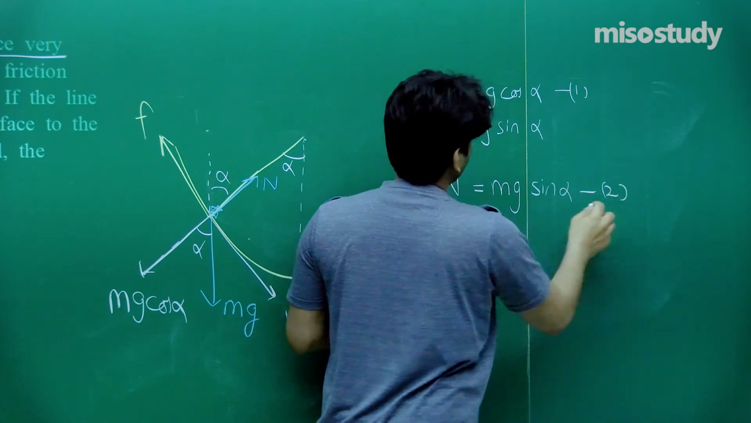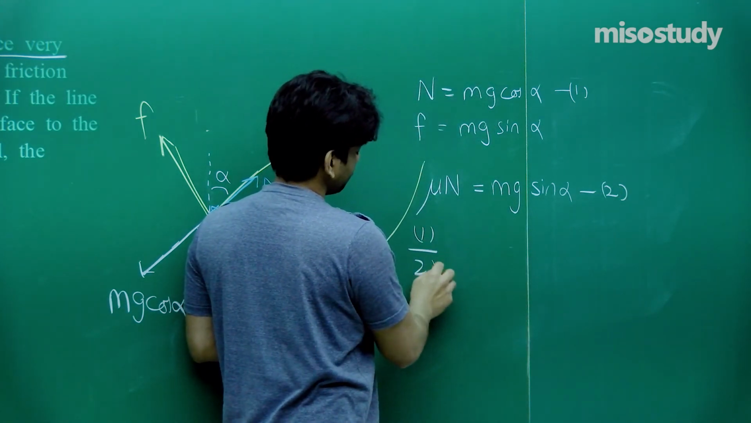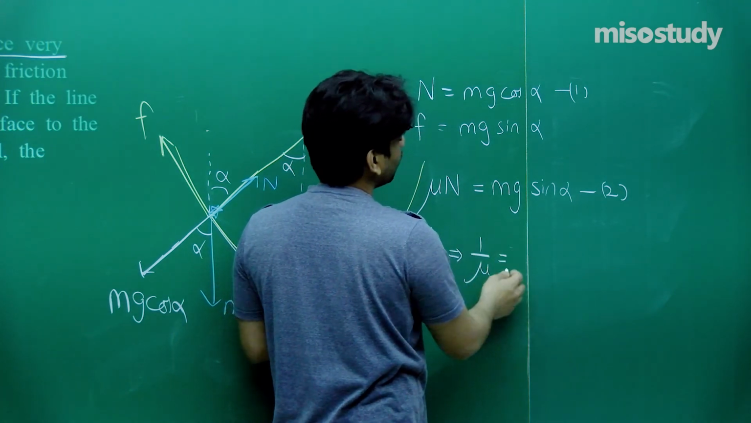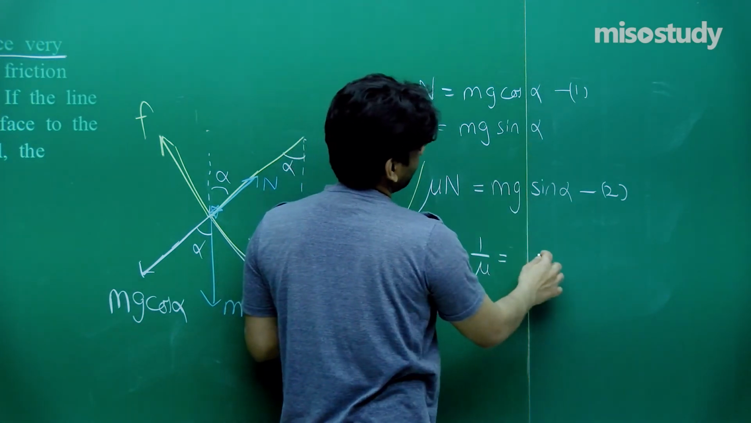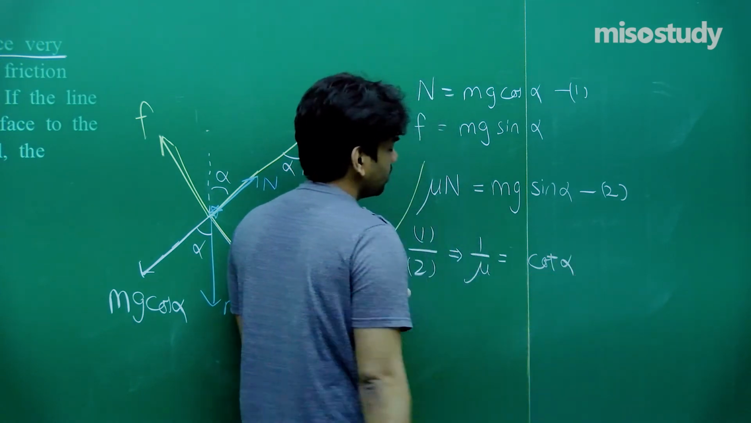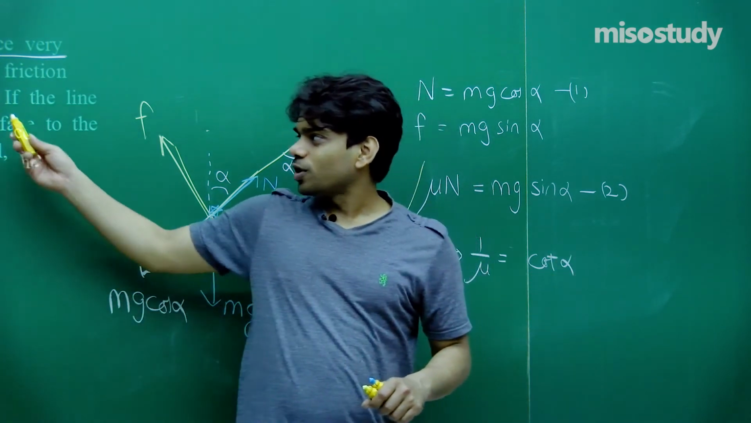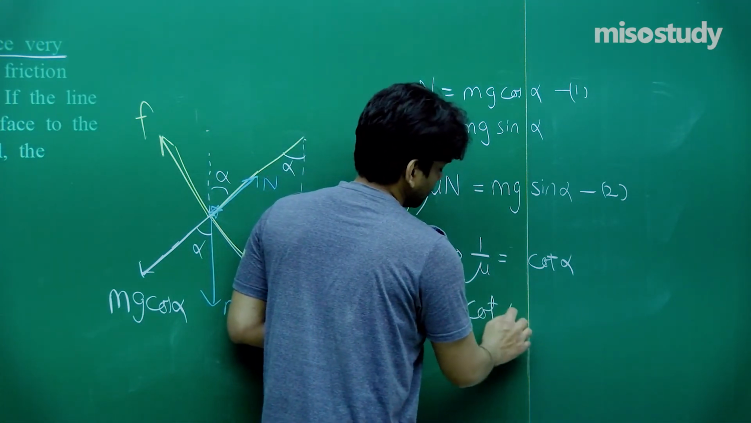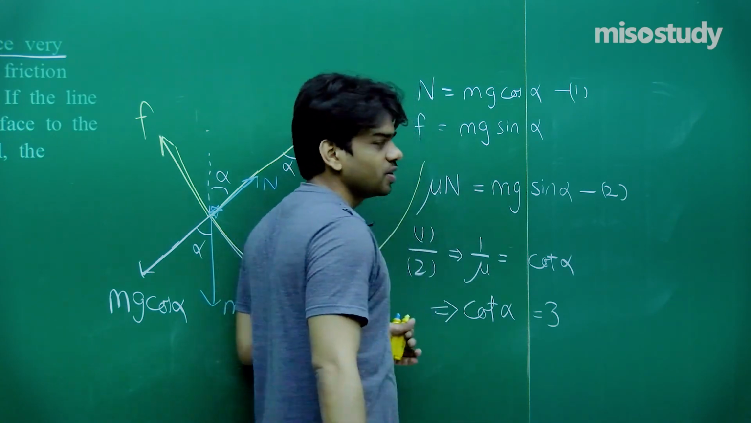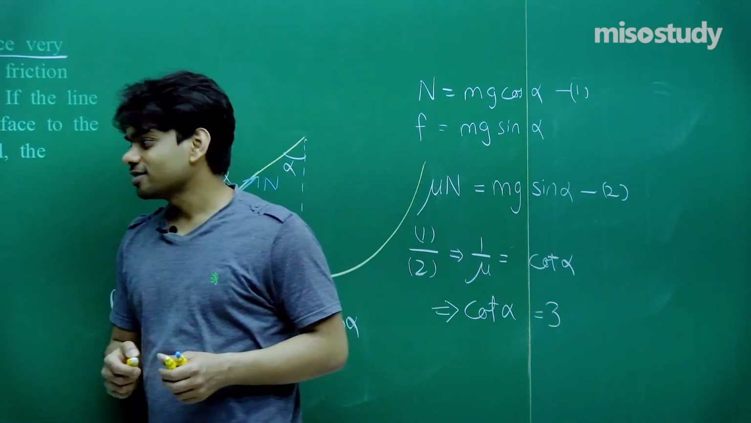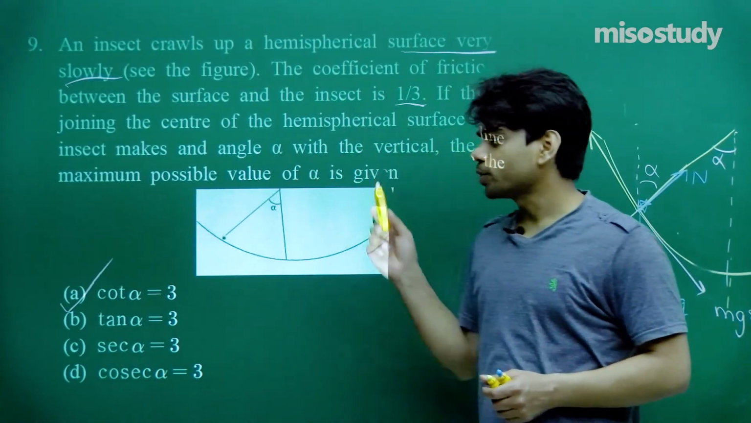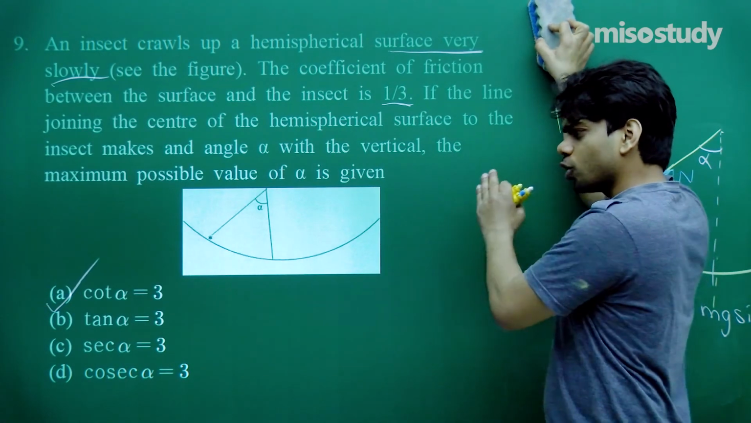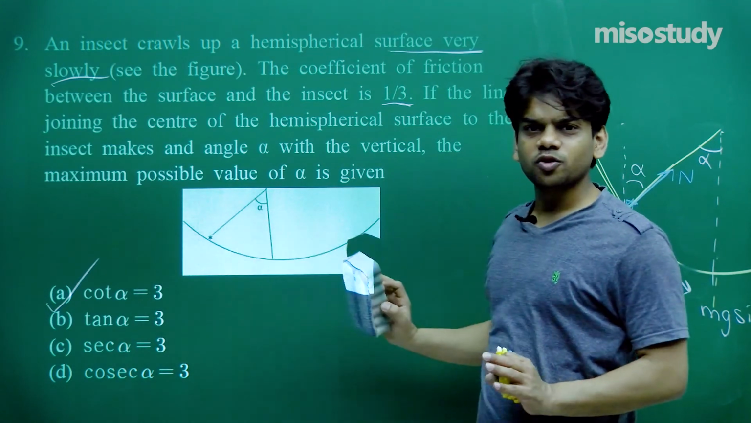Equation number 2. Let us divide 1 by 2, so we'll have 1 by mu equal to cos alpha by sin alpha, you'll get cot alpha. The value of mu that has been given is 1 by 3, so cot alpha will turn out to be equal to 3. The right option that matches the right answer is option number A. So take option number A, you'll get the full marks for this question. Again, this is a previous year question. You should know how to solve such a question when an insect crawls up. Resolve mg, remember this.